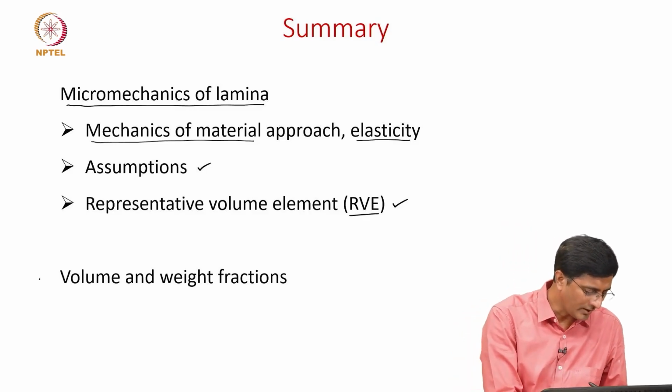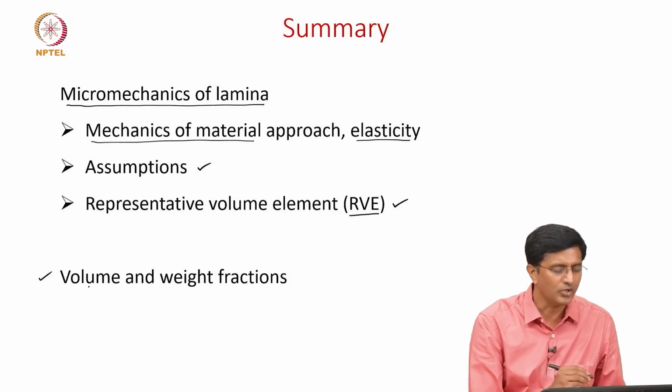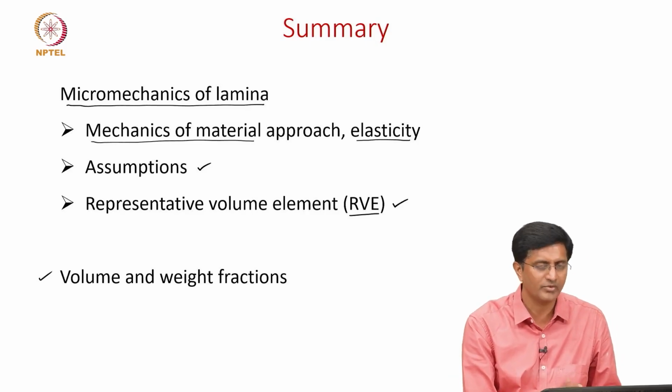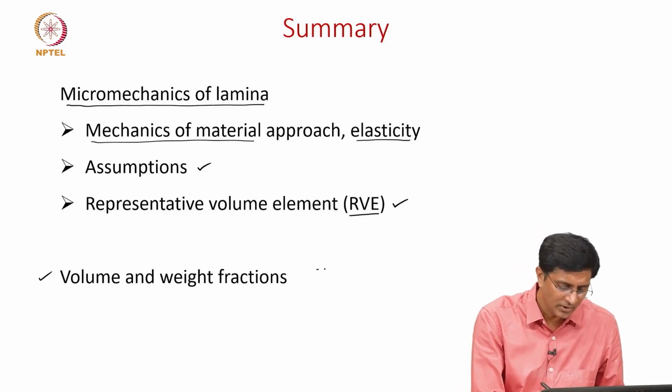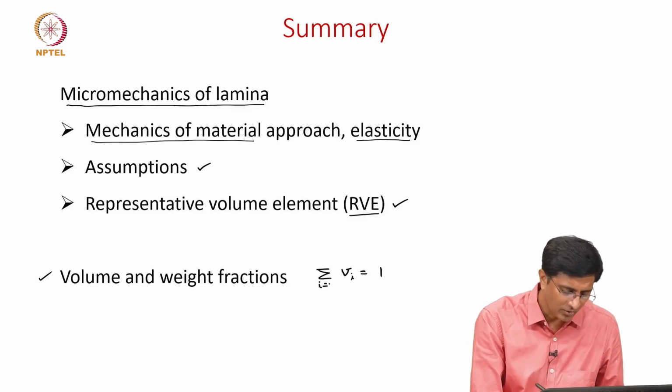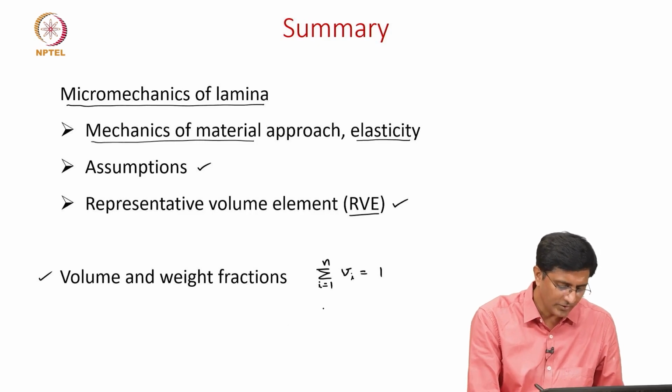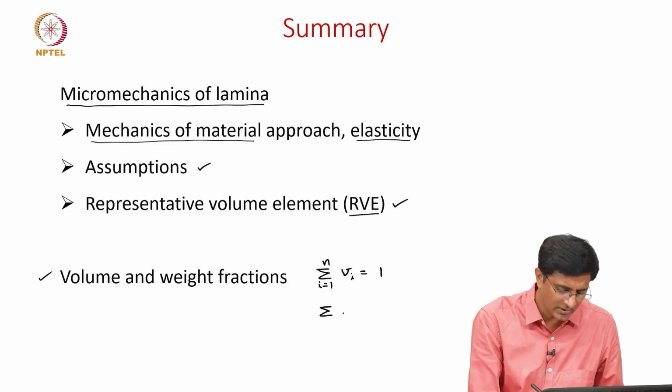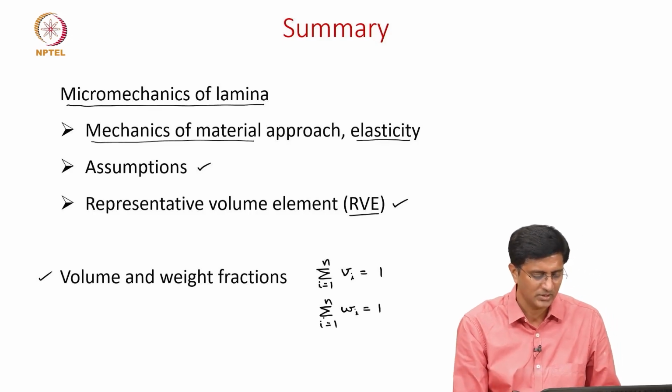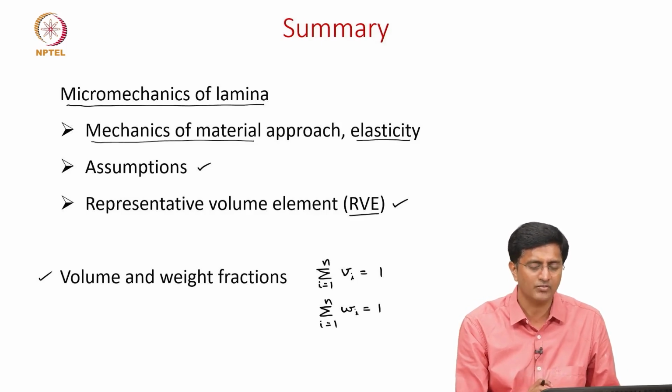And finally, we looked at defining what a volume fraction and a weight fraction are. We also said, depending on the number of constituents, the summation of the volume fractions is unity, where i goes from 1 to n. Similarly, for the weight fractions, we said the sum of all the weight fractions is 1, where i goes from 1 to n number of constituents. Later, we introduced density as well and showed how we can relate density with the volume fractions.